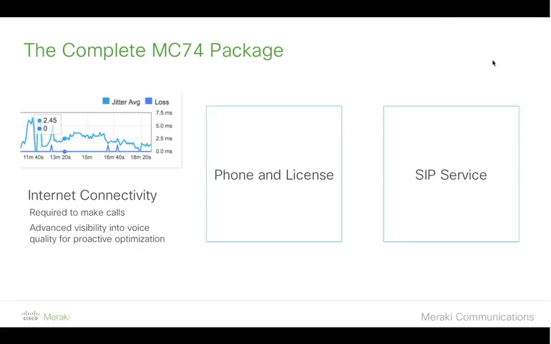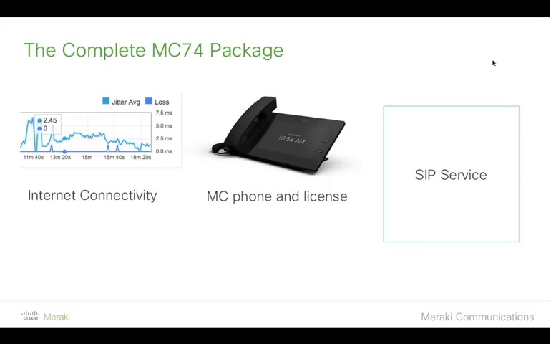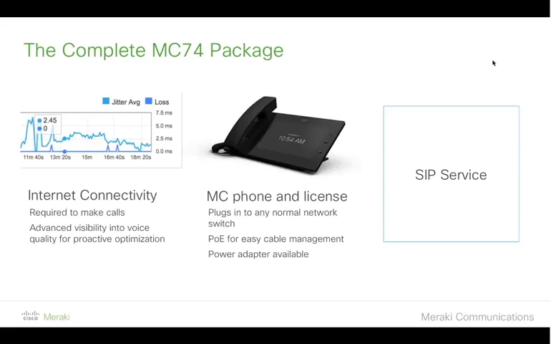Additionally, you'll need a phone and a license. So the Meraki model of MC74 and license still stands. We have a one license to one device policy. Licenses give you a 2-year hardware warranty, enterprise support for the duration of the license, new features, firmware updates, security updates, the whole package. You need a license per phone, but the license is really the service that you get on top of the hardware, and it also gives you access to dashboard. Additionally, the phone plugs into any normal network switch, so there are no additional phone switches or hardware that you have to buy. It's just the phones and the licenses.